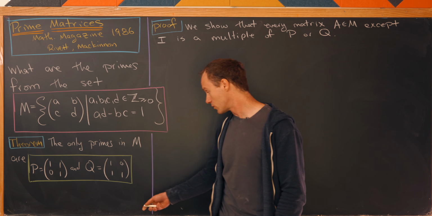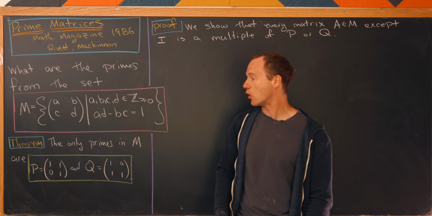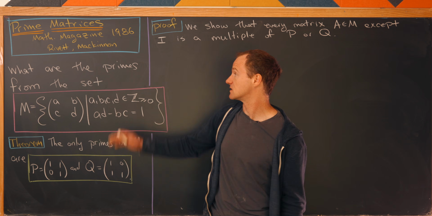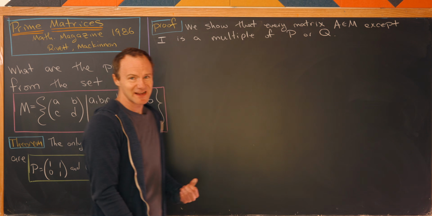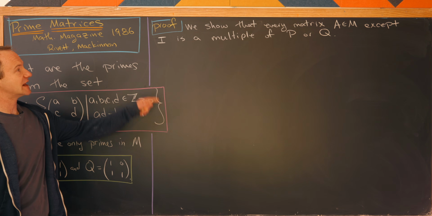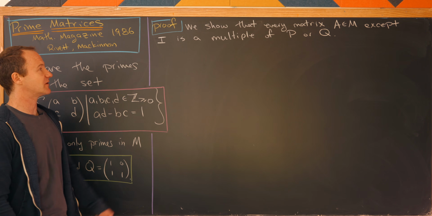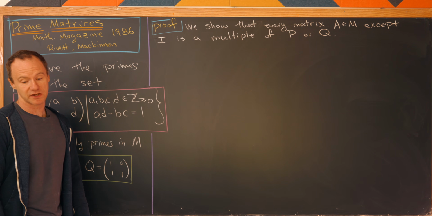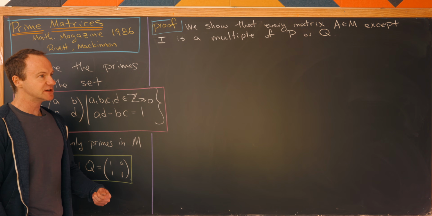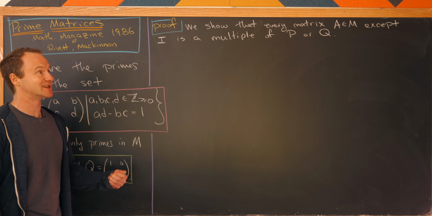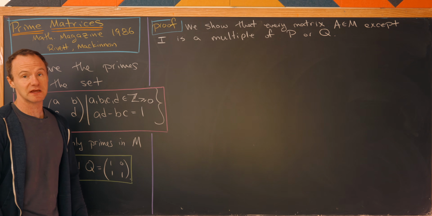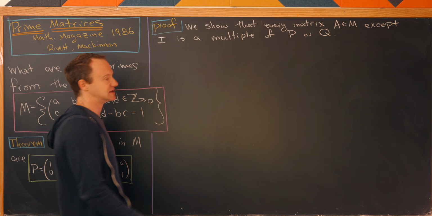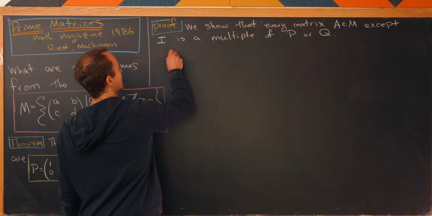And now we'll prove that these are in fact the only primes. And we're going to do this using the strategy from this paper, which I think is pretty interesting. And that is, we'll show that every matrix except for the identity must be a multiple of P or Q. And we'll do this by taking a matrix which is not a multiple of P or Q and showing that that matrix must be the identity. Okay, so let's do that.